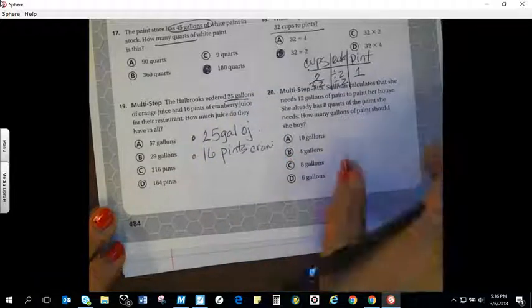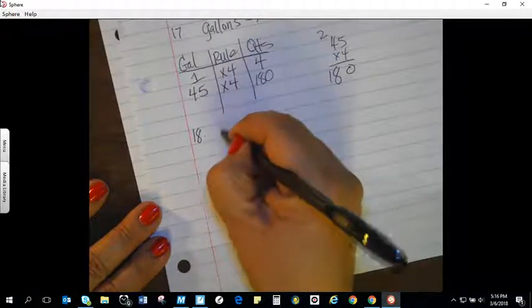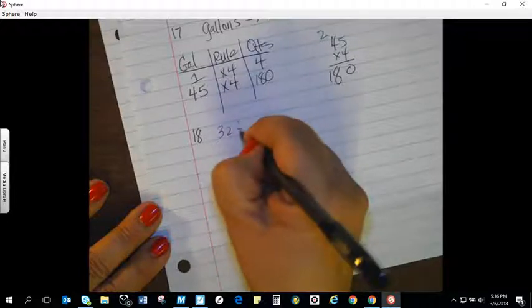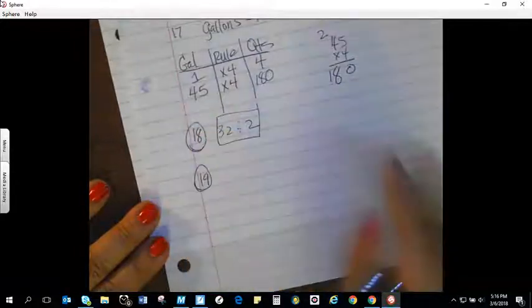So let me see which one. See, number 18, we said that it was division. 32 divided by 2 was the answer for that one. Number 19. Okay. So I have 25 gallons of OJ, and I have 16 pints of cranberry.